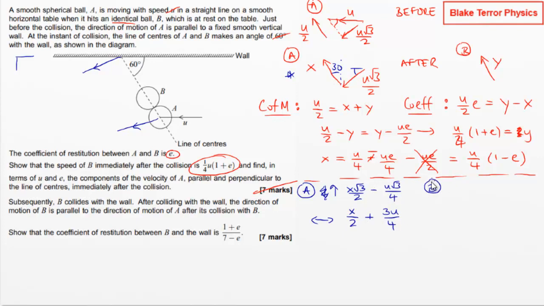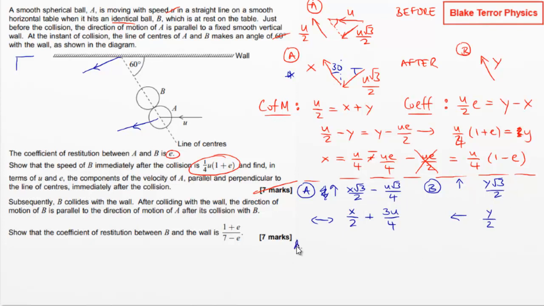And then for B, at least we've only got one thing that we're doing here. So moving towards the wall, we've got y cos 30. That's right, isn't it? Yeah, y root 3 over 2. And then moving parallel to the wall, we've got y sine 30, so y over 2. So this is before it hits the wall, but we need to look at after it's hit the wall. So afterwards, this is now going to change.